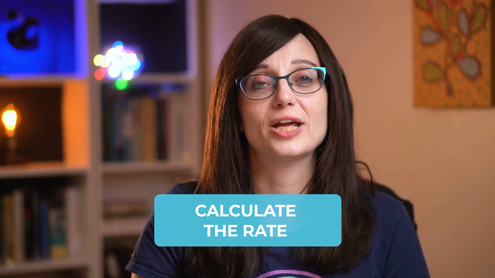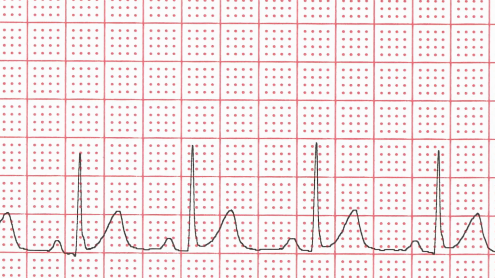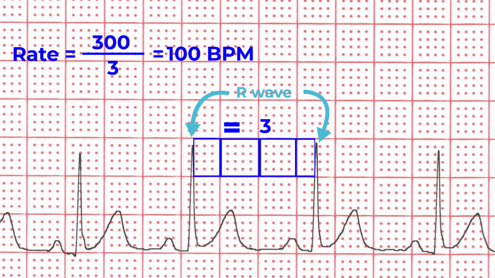First up, we're calculating the rate. The rate is very easy to calculate. What you want to do is measure the number of large boxes between one R wave and another R wave. Then you do 300 divided by that number, and that's your rate.